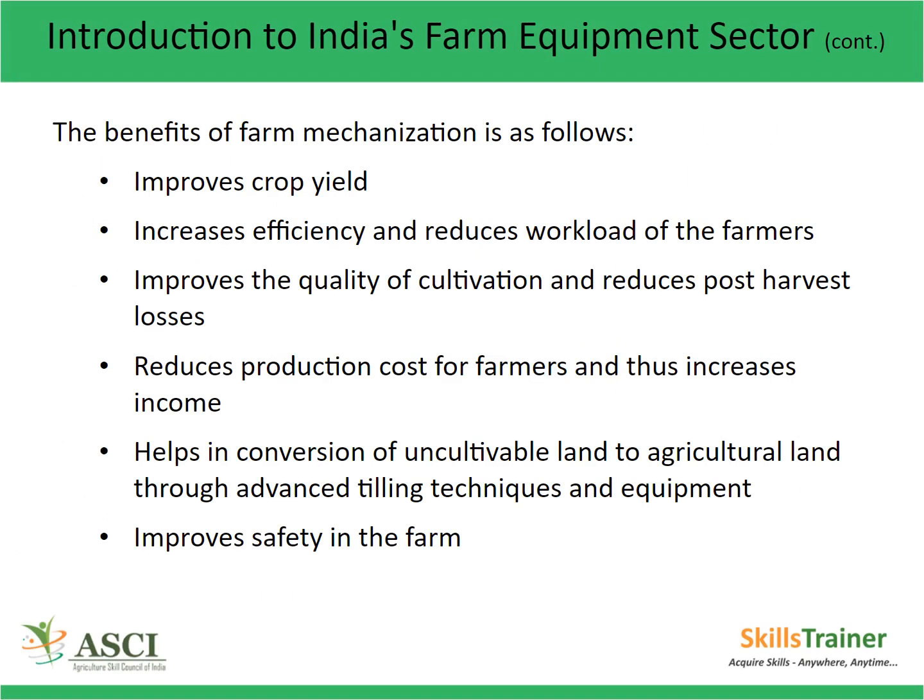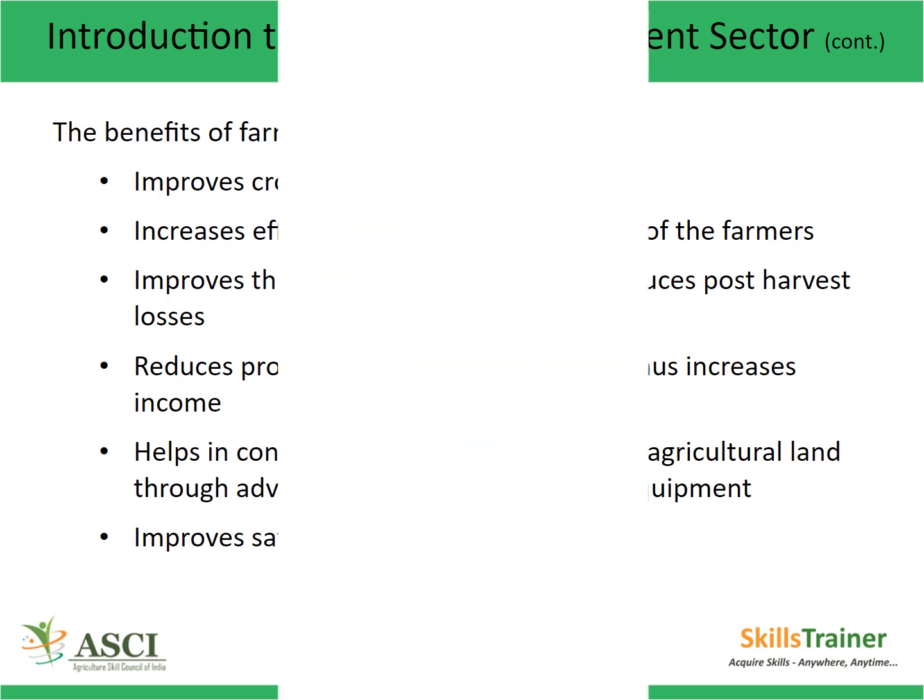The benefits of farm mechanization are as follows. It improves crop yield, increases efficiency and reduces workload of the farmers, improves the quality of cultivation and reduces post-harvest losses, reduces production cost for farmers and thus increases income, helps in conversion of uncultivable land to agricultural land through advanced tilling techniques and equipment, improves safety in the farm.